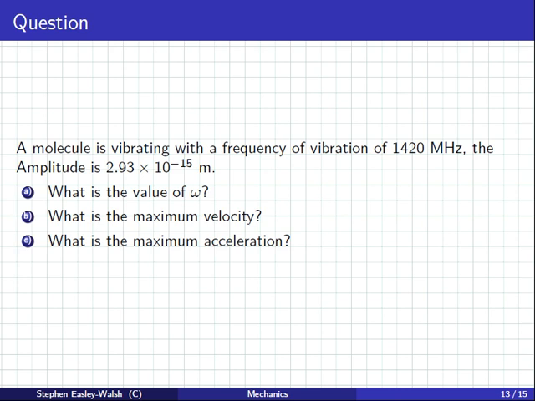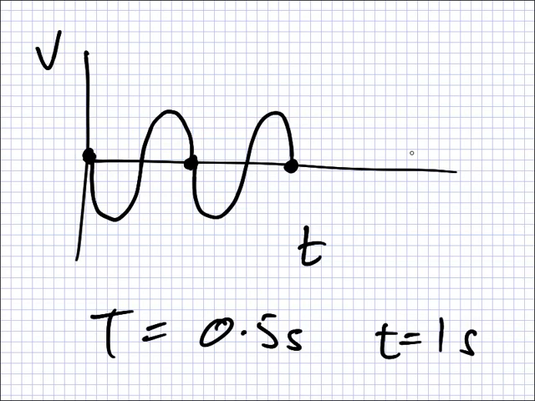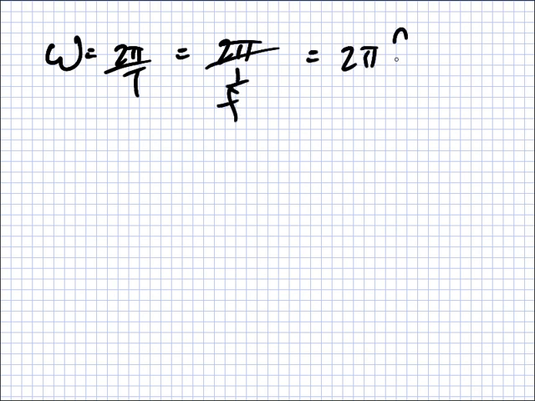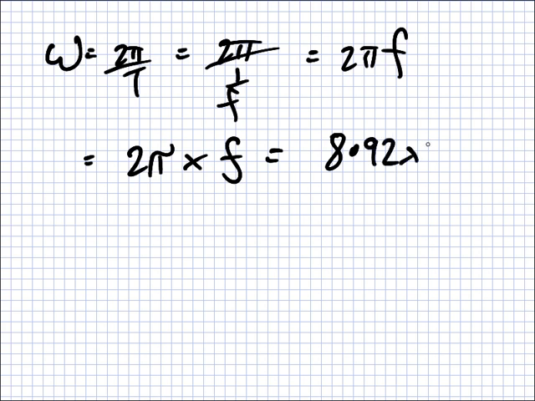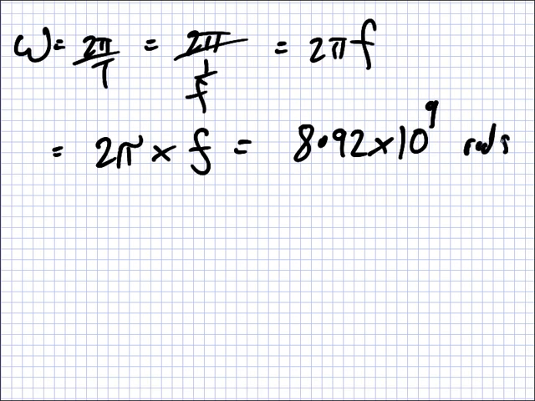Let's have a look. So the first one, omega equals 2 pi over T, which equals 2 pi over 1 over f, which equals 2 pi f, which is 2 pi times the frequency. So what is this, please? 8.92 billion radians per second.